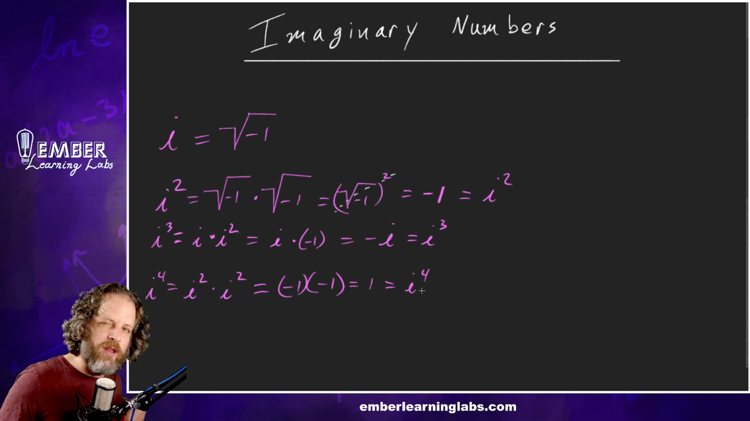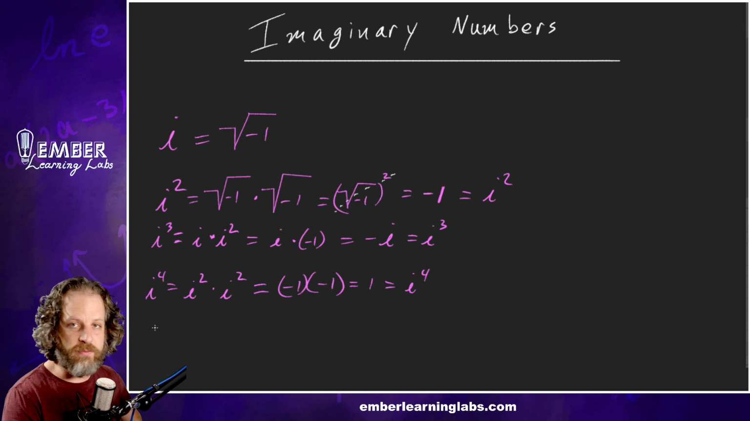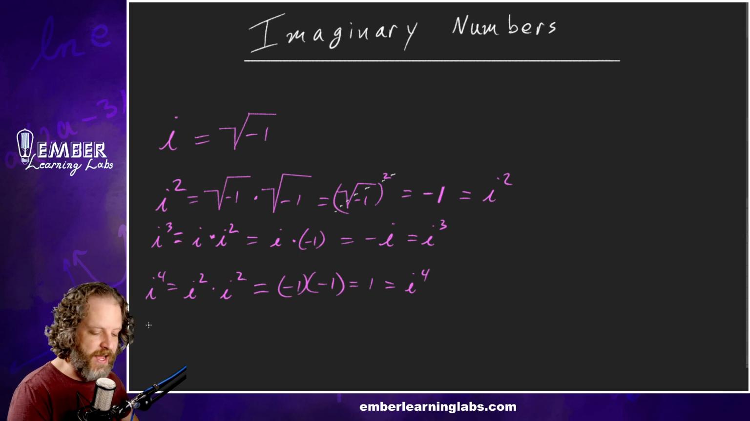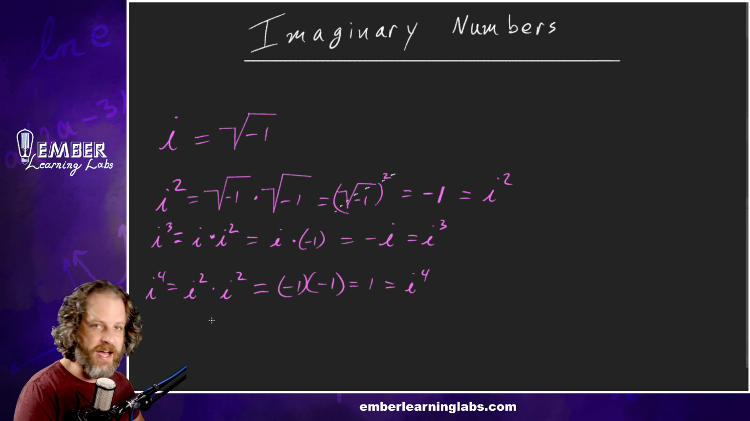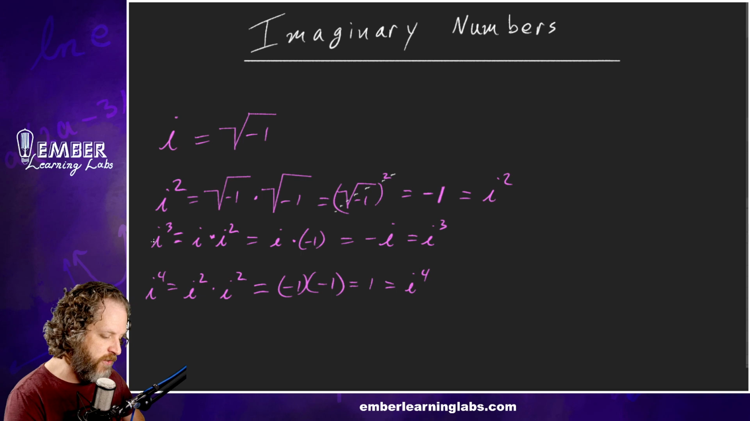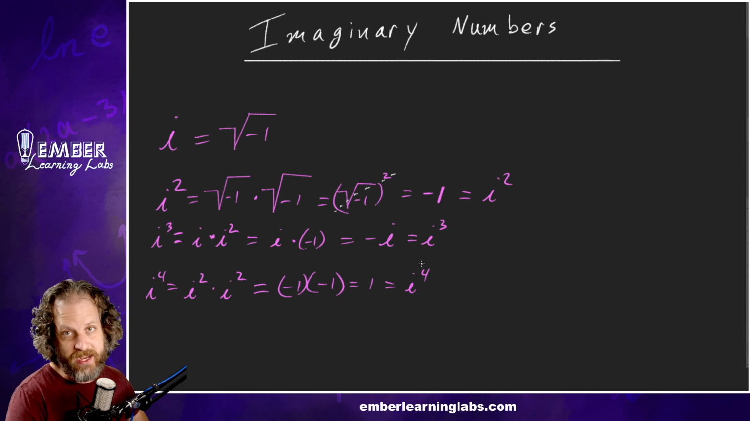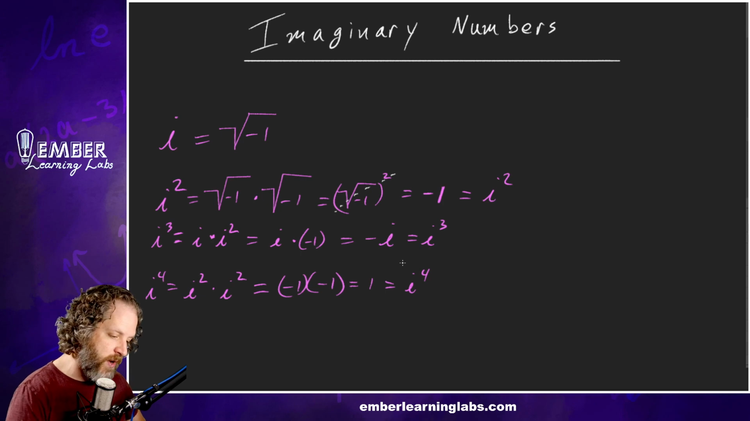Now, I'm not going to spend a whole lot of time on this, but it's actually cyclical. If we were to go to another one, i to the fifth would be i to the fourth times i. 1 times i is i. Well, we've gone back up here. i to the sixth would be i cubed times i cubed, so that would be negative i times negative i, which would be positive i squared. Oh, look, we've gone to this one.